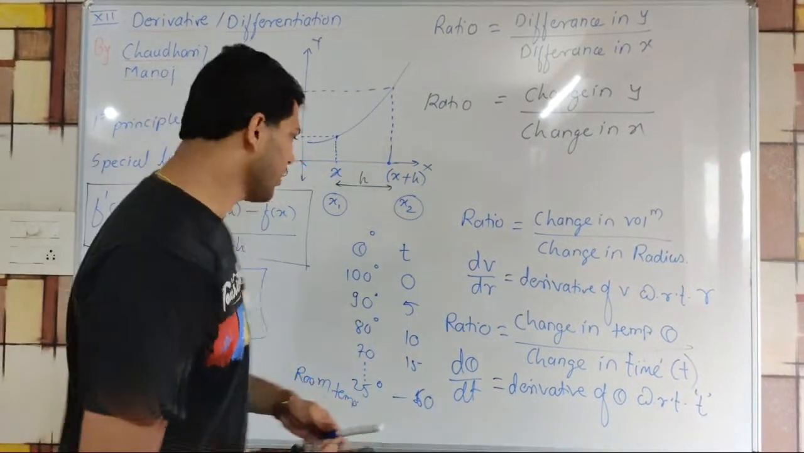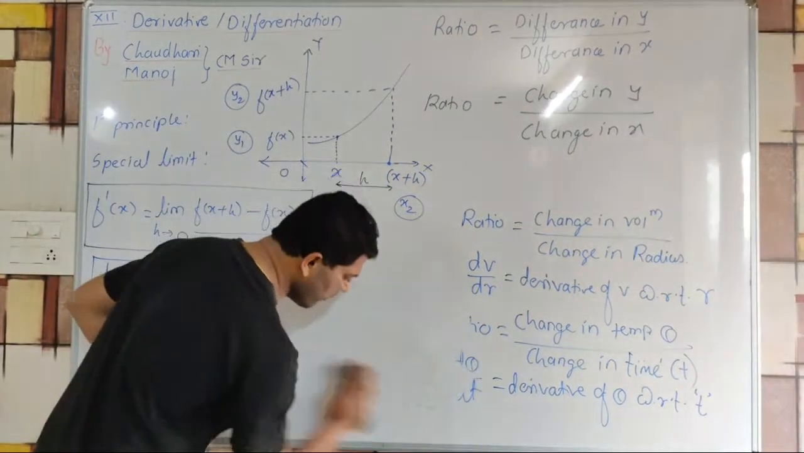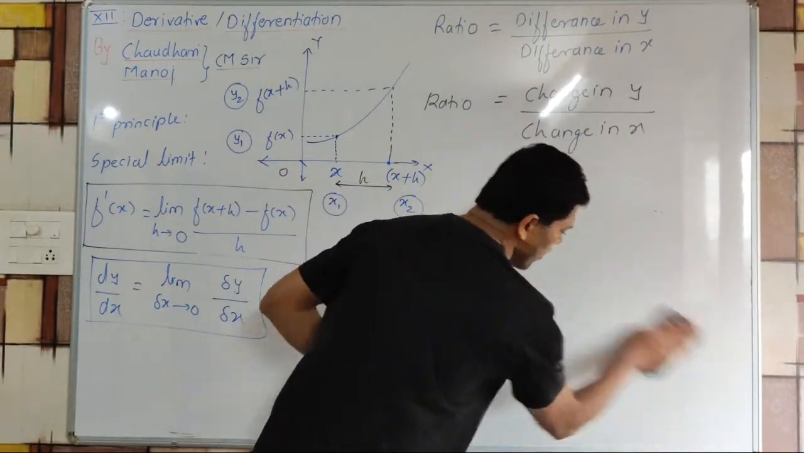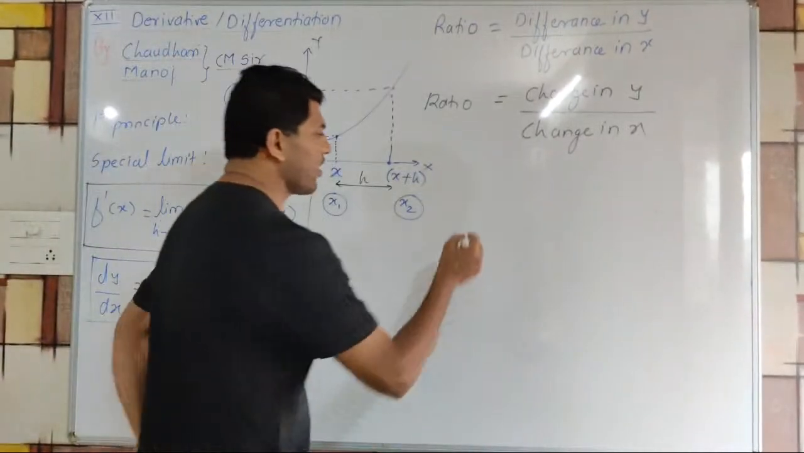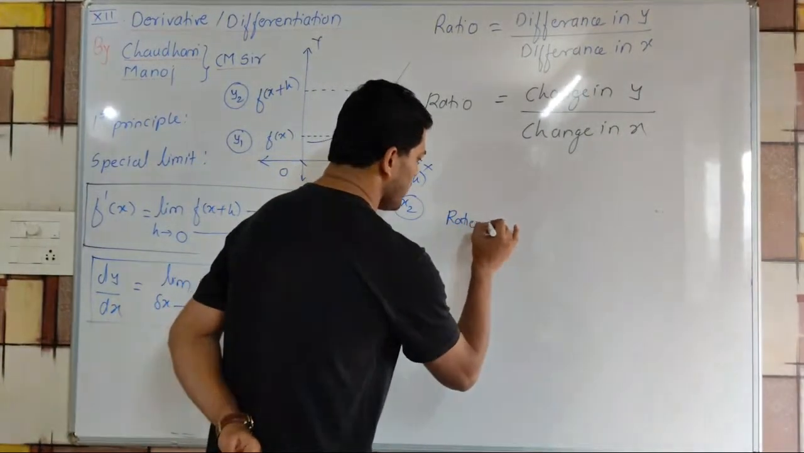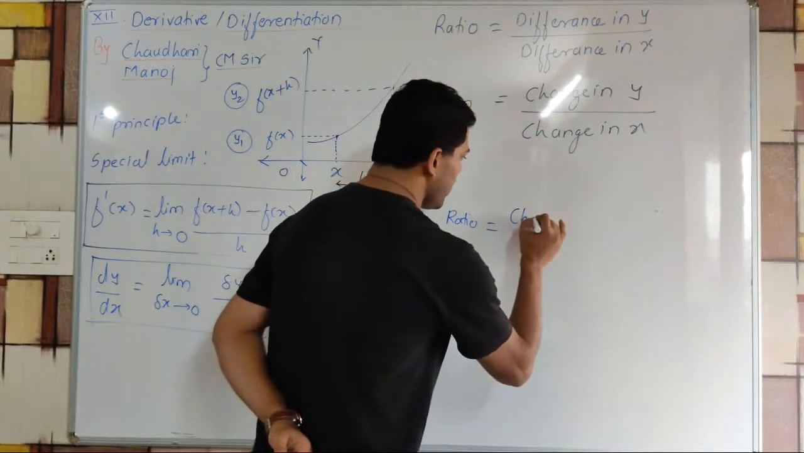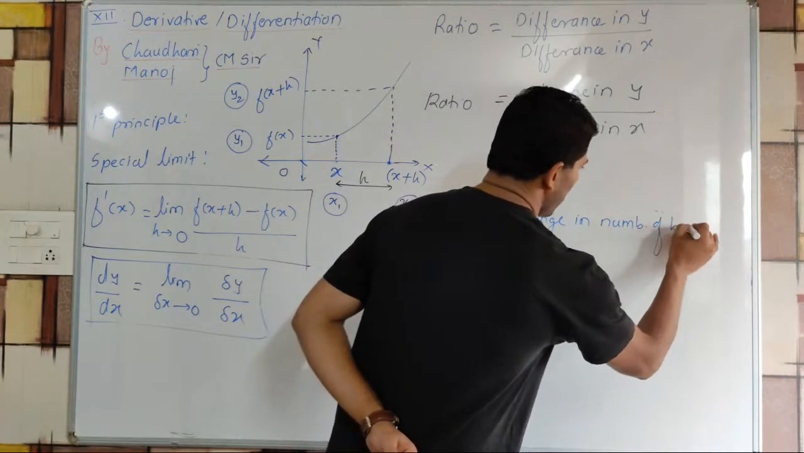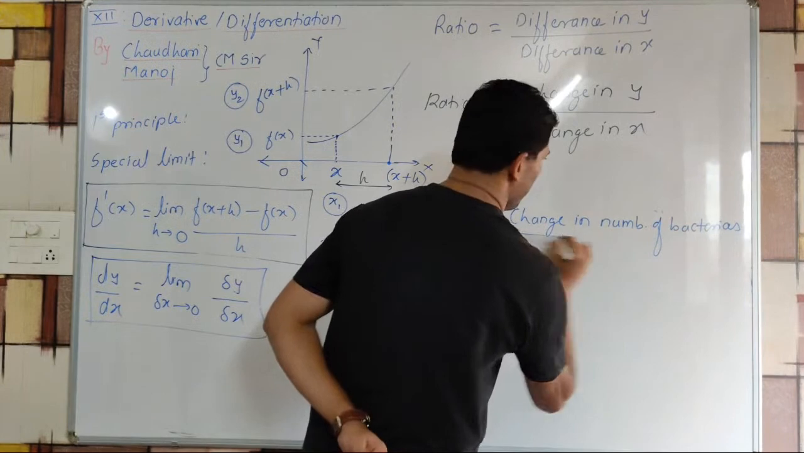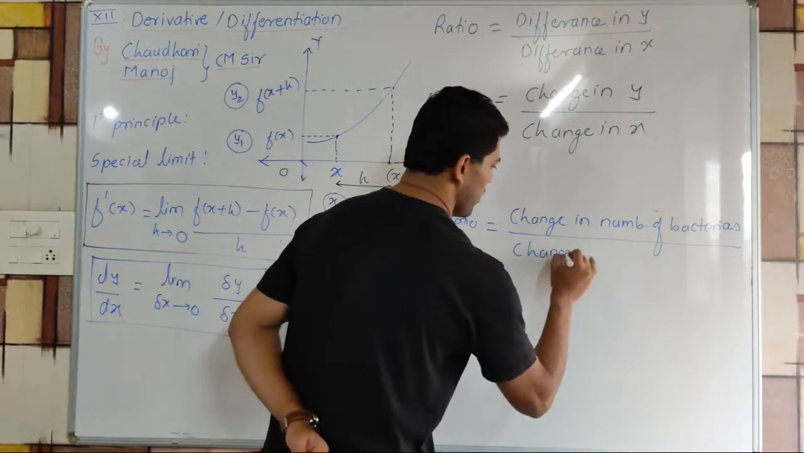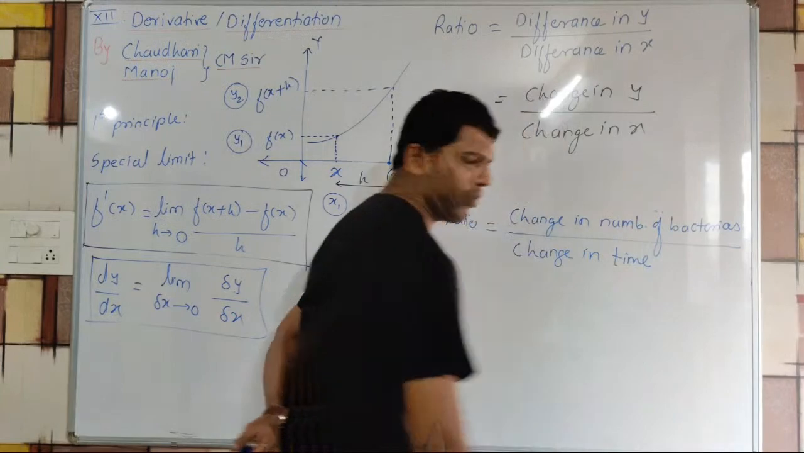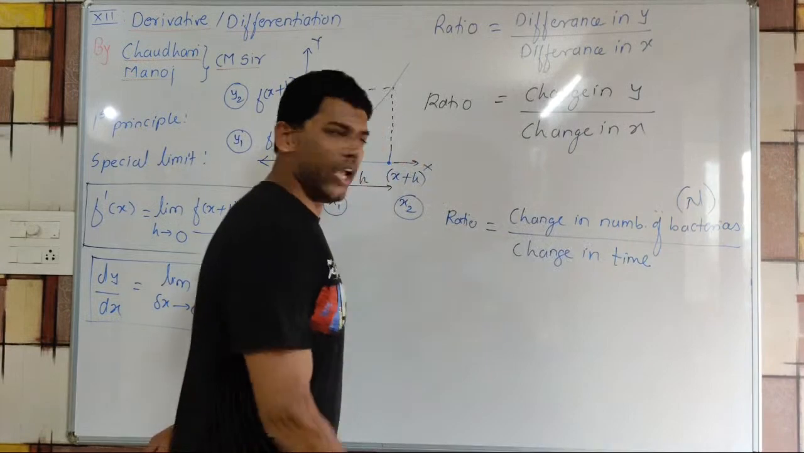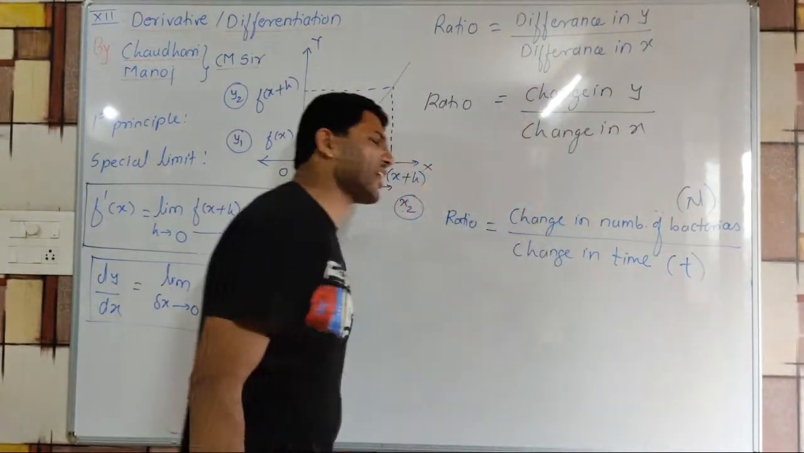What exactly is happening here? If you observe, there is one more interesting thing happening. The process is actually that the number of bacteria are increasing. So here the ratio is change in number of bacteria with respect to change in time, right? Let's say the number of bacteria I am denoting by the symbol N, and let's consider t for the time. So what is happening here?